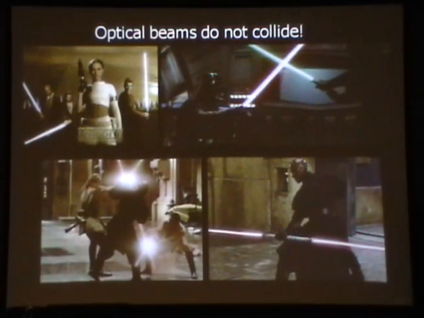And if you wanted to integrate all these optical techniques, one very important property of light is that optical beams do not collide, except for the Star Wars movie, where you can stop one light beam with the other, light sword. The fact is that if it would be a real fight, all of them would be dead in a matter of seconds.